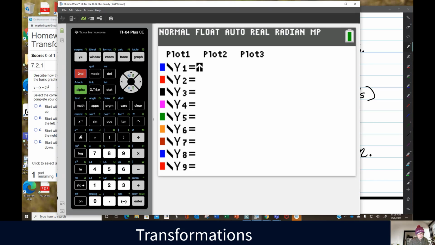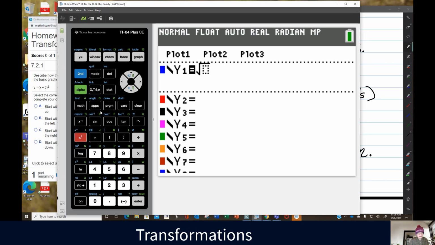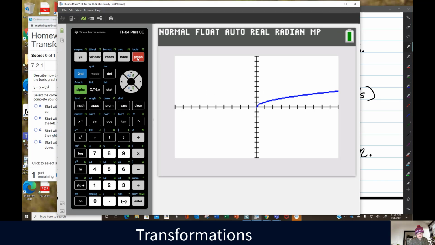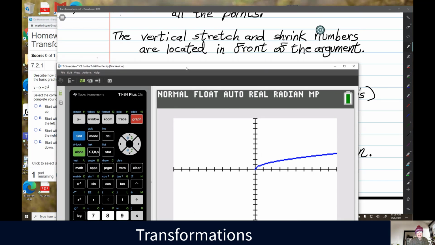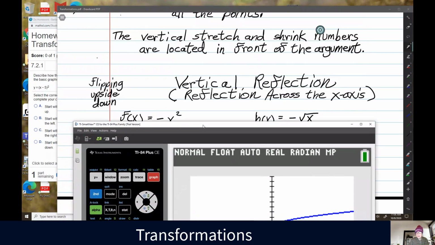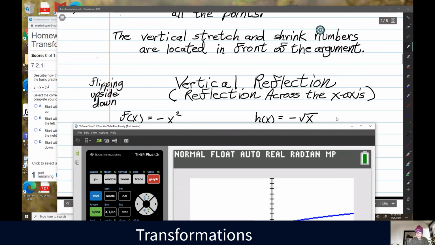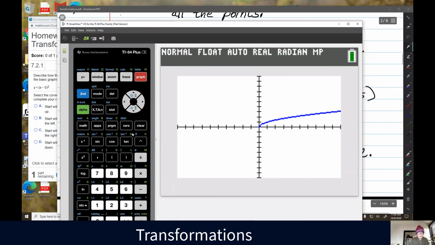So, second x squared, x. Graph. There we are. That's y equals x squared in its home position, right there, over here. I'm going to put a negative sign in front of it. And that will turn this upside down.